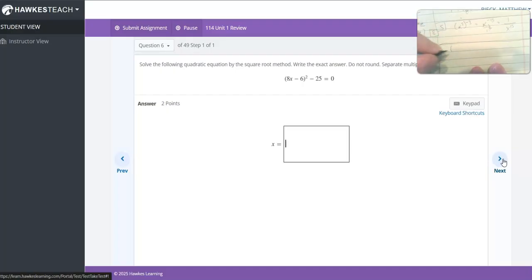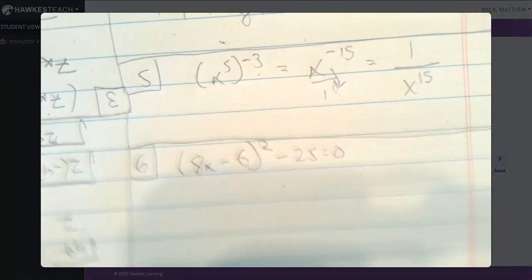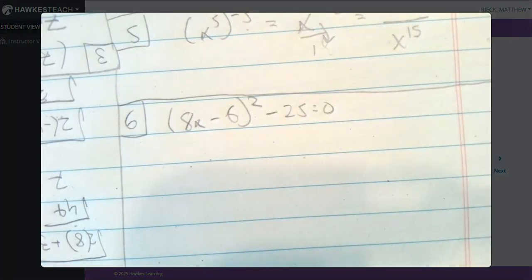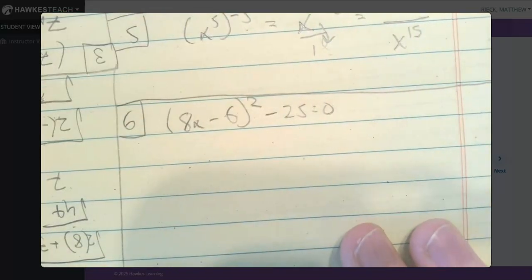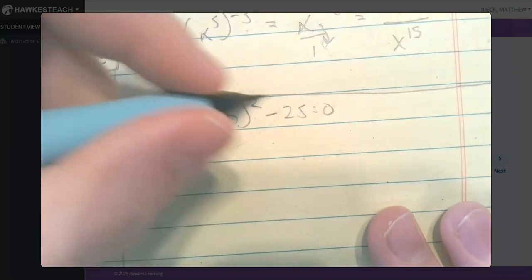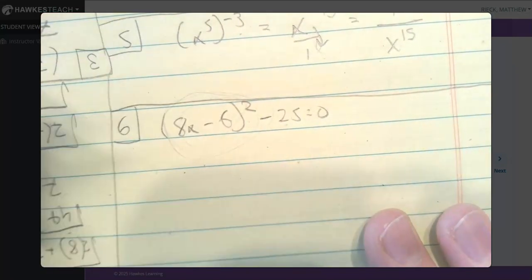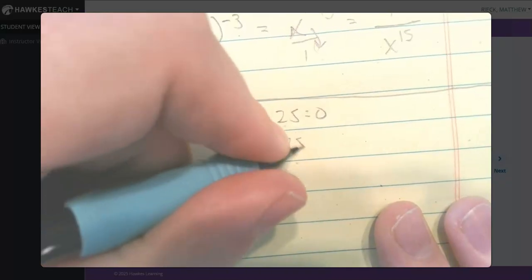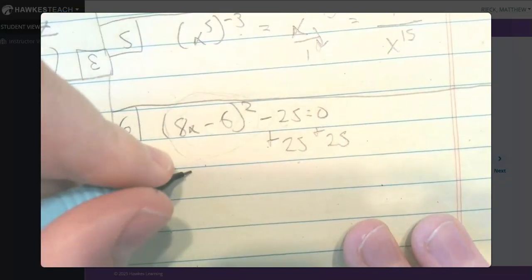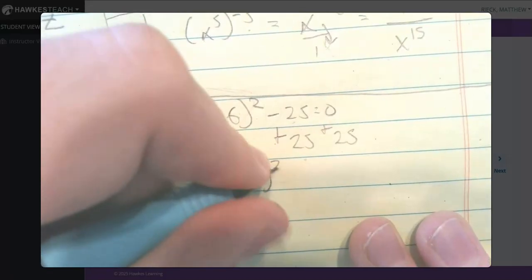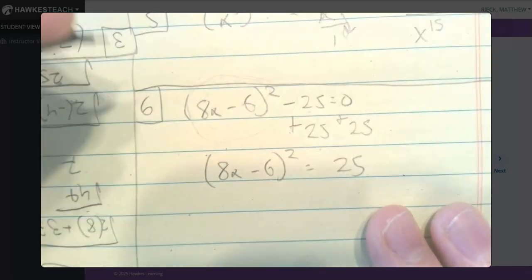All right, so the next one here. So we have 8x minus 6, squared, minus 25 equals 0. All right, so we're asked to solve this using the square root property. Again, I don't really care which method you use to solve these quadratic equations, but in this case, the square root property is probably the best method to use, since we have something involving our variable squared equaling a constant value. So first we can move the 25 over just by adding 25 to each side. So you have 8x minus 6, squared, equals 25.